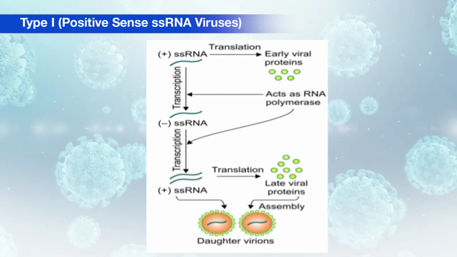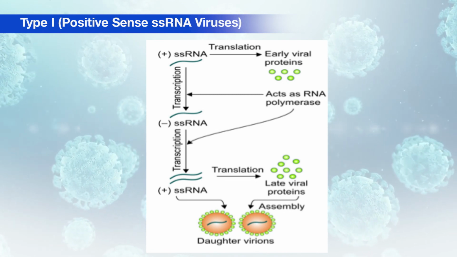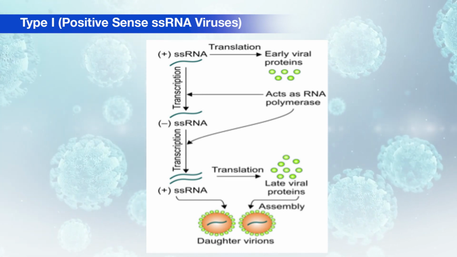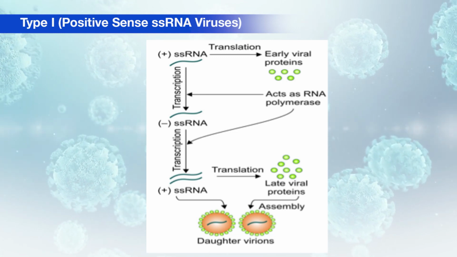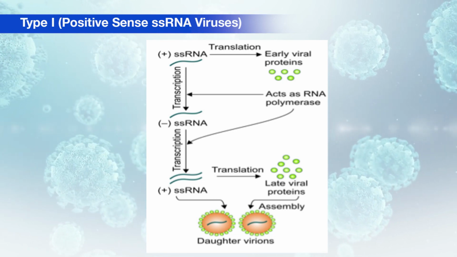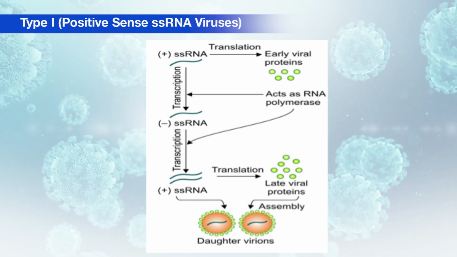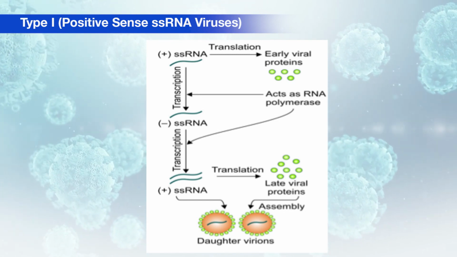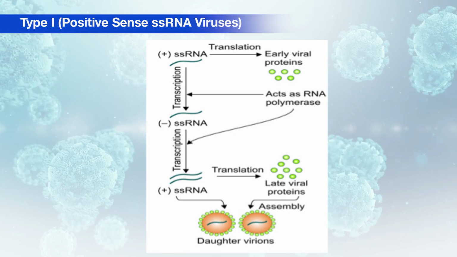So here we see type 1, positive sense single stranded RNA viruses, wherein from the positive sense single strand RNA the early viral proteins are made through translation, and through transcription with the action of RNA polymerase, we get negative single strand RNA. Thereafter, through transcription, again a positive single strand RNA, and through translation you get late viral proteins. Now you have your viral proteins and your nucleic acid combining into daughter virions, and thereafter you get your positive single stranded RNA viruses.